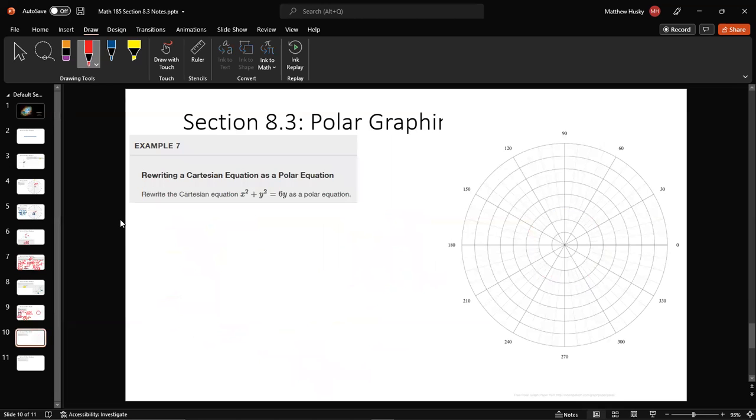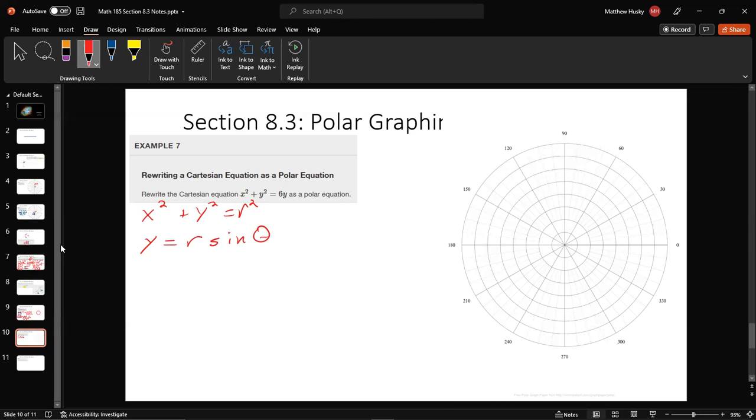Here they say, rewrite the Cartesian equation x squared plus y squared equals 6y as a polar equation. So what that means, we know x squared plus y squared equals r squared. That's one thing that we know. And the other thing that we know is that y is equal to r sine theta.